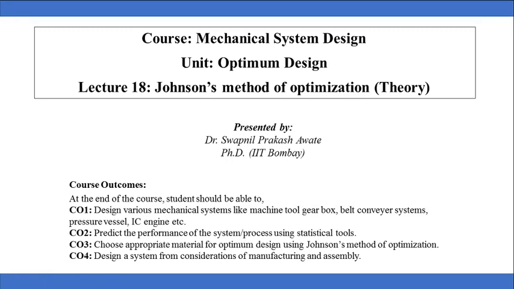In the previous lecture, we completed the unit of Design of IC Engine Components. In this lecture, we will start with the new unit, that is Optimum Design, and we will learn about Johnson's method of optimization. Especially, we will focus on the theory of Johnson's method of optimization in this lecture, and in the next lecture, we will see some illustrative examples of application of Johnson's method of optimization. So let us understand the theory of Johnson's method of optimization.